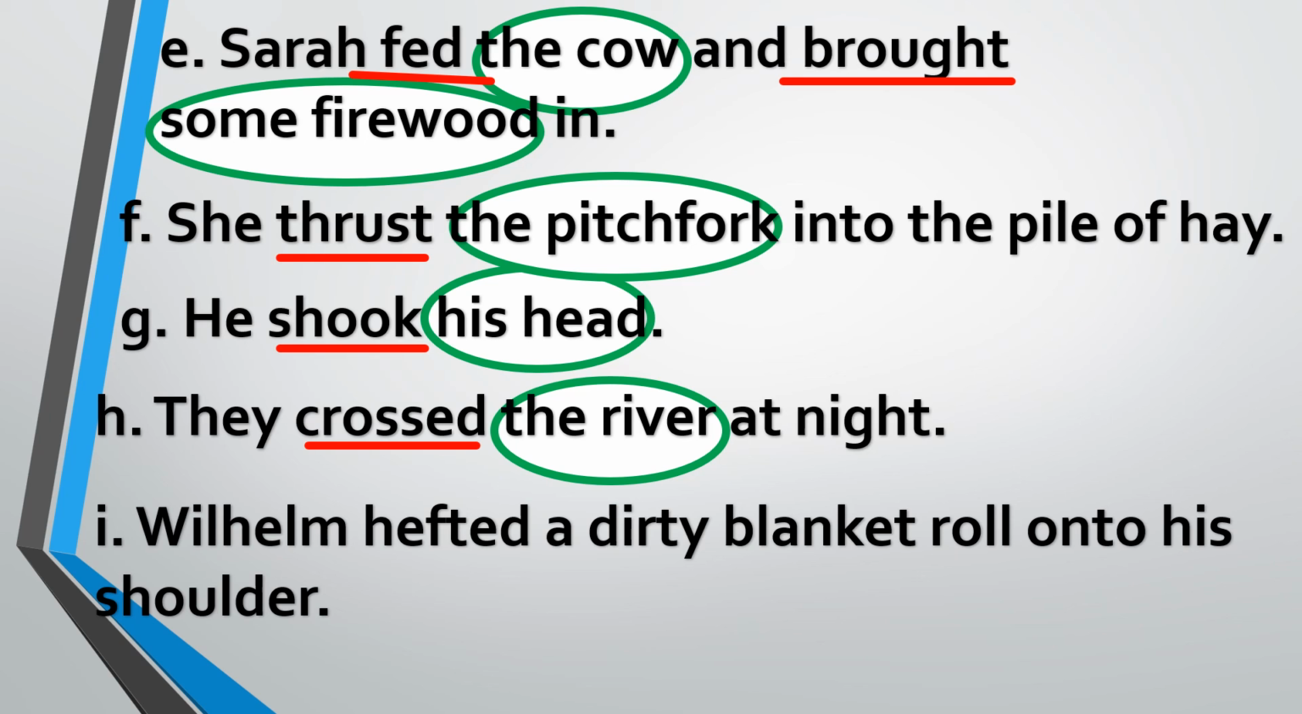Willem hefted a dirty blanket roll onto his shoulder. So Willem is the subject, hefted here is the transitive verb because it's an action and it has a direct object, which is a dirty blanket. So from all these examples, the transitive verb should be an action verb. It's not a verb to be, it should be an action verb. And at the same time, it must have a direct object. And the direct object always receives the action itself.